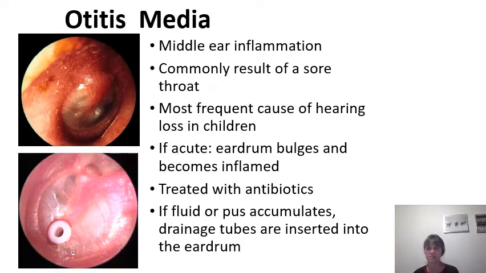Most kids with ear infections usually get amoxicillin, and sometimes if it's really bad and doesn't go away, they might give them banana-flavored Augmentin. If pus or fluid accumulates, then pediatricians may decide to go ahead and have the child get drainage tubes inserted into the eardrum. And these tubes do damage the tympanic membrane, and they often will fall out. It does temporarily relieve the situation.